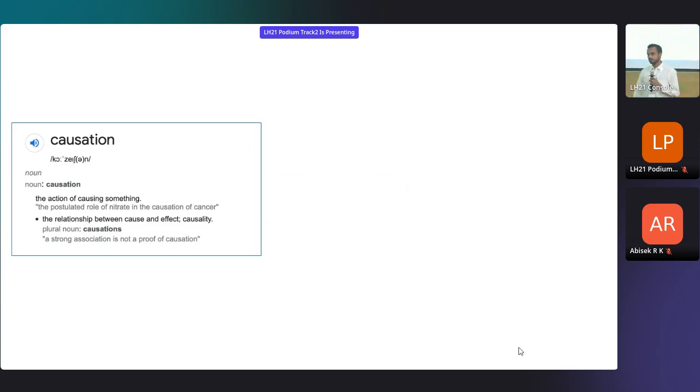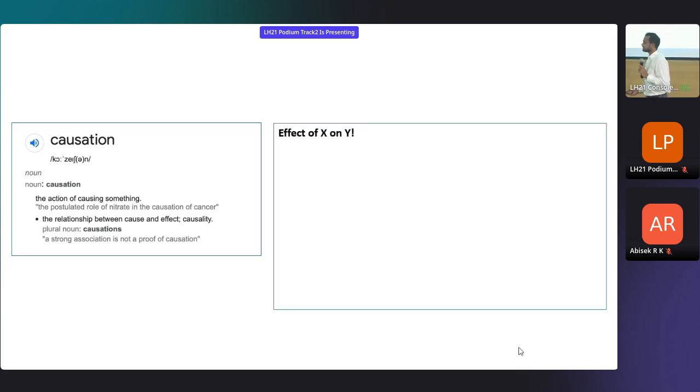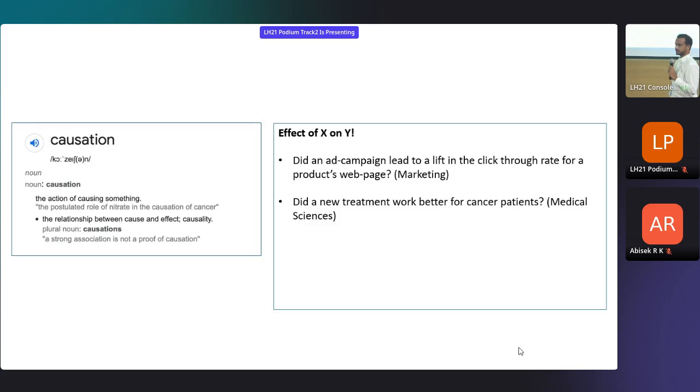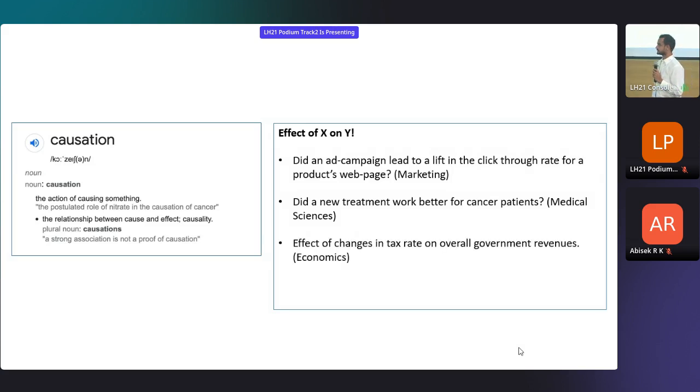We are involved with this in day-to-day activities even without our knowledge. We are always curious, as individuals and also as researchers, to know what caused what. What phenomenon caused what other phenomena? What caused a dip in the stock price, or what caused a change in the weather? We have examples across domains. Did an ad campaign lead to an uplift in sales in marketing? And in medical sciences, we want to understand the effect of a drug on treatment. For example, did a new treatment work better for cancer patients?